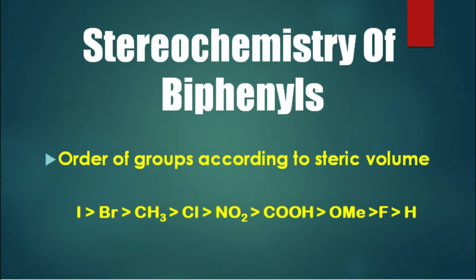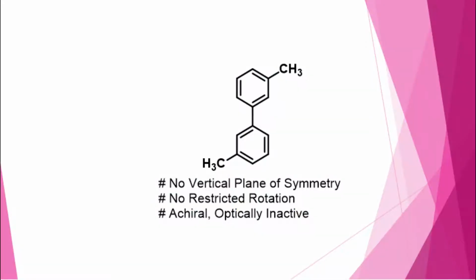Now let's take a few examples so that you can easily understand how to apply those conditions to the compounds. In the first compound, if you look closely, there is no vertical plane of symmetry, because if we bisect both the phenyl rings, there won't be any vertical plane of symmetry. There is a molecular plane of symmetry, but not any vertical plane of symmetry. But in the ortho positions of both the phenyl rings, there are no groups which can restrict the CC bond rotation. So there is no restriction of rotation, and as a whole the molecule is achiral. Hence this is an optically inactive compound.